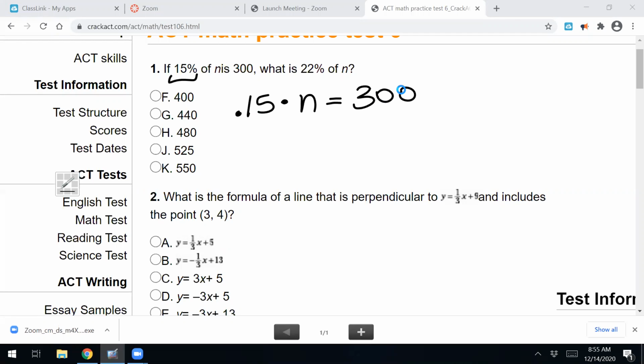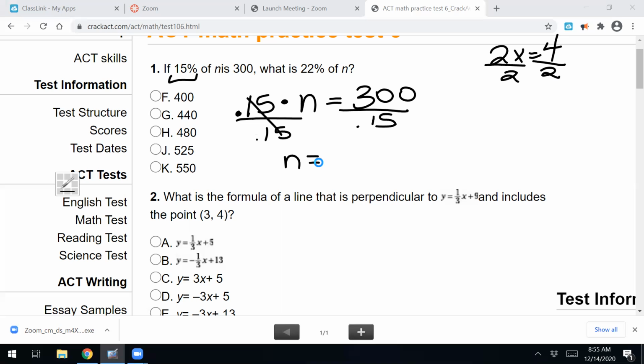Well, this is just a regular old equation, just like you did back in algebra. If it was 2x equals 4, what would you do? You divide both sides by 2, right? So over here, what are we going to divide by? 0.15. Cancel. N equals, what's 300 divided by 0.15? It's 2,000. Cool. Now, is 2,000 our answer? That's what the N is.